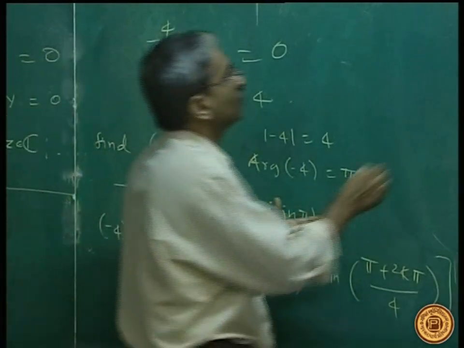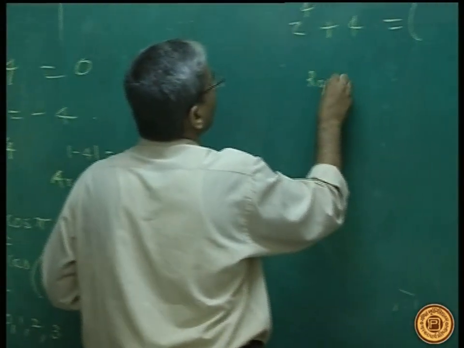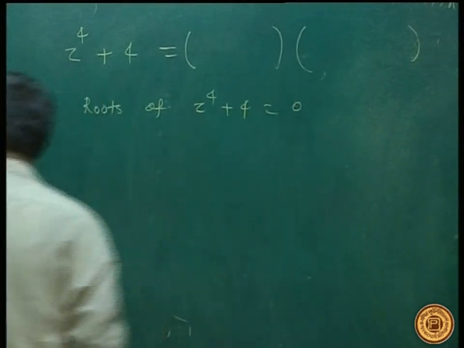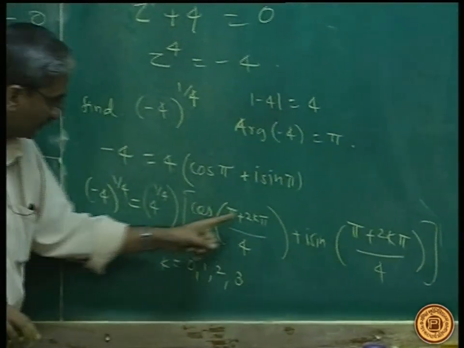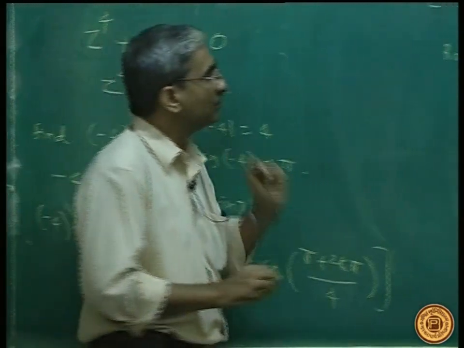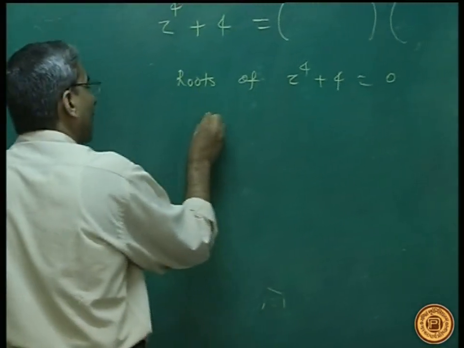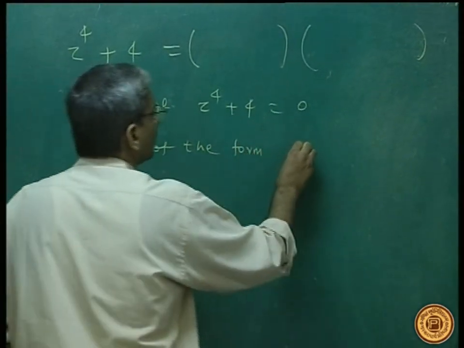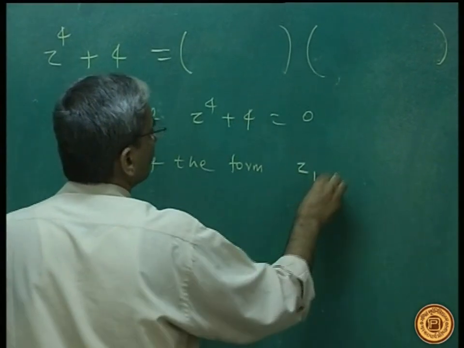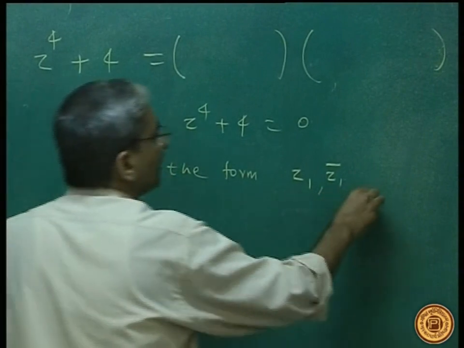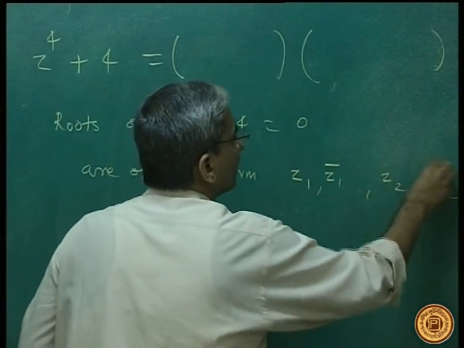We understand? So roots of z raised to 4 plus 4 equal to 0, that we have actually found. That means you find these roots by just substituting. So you will get 4 complex numbers which are roots. So these roots are of the form some z1, its conjugate z1 bar will also be a root because the coefficients are real, and z2, z2 bar.